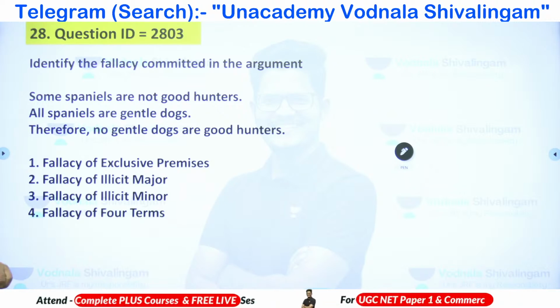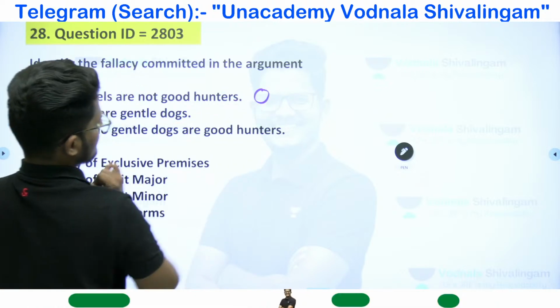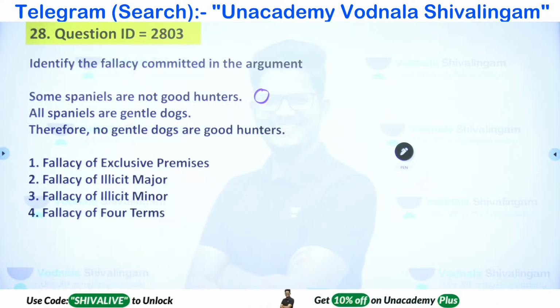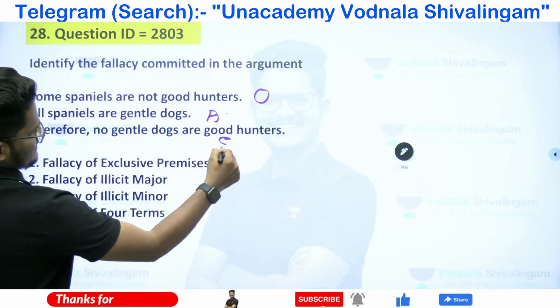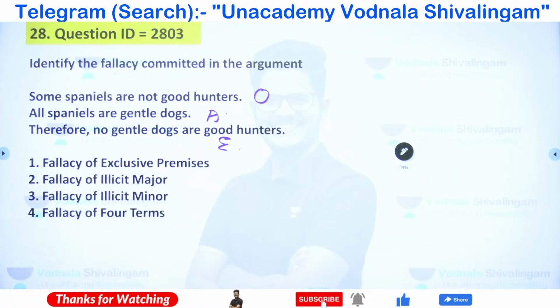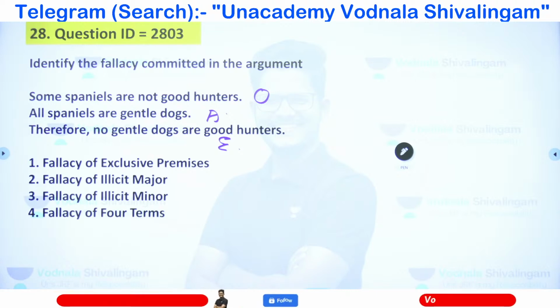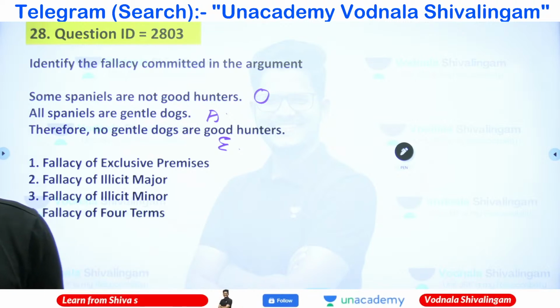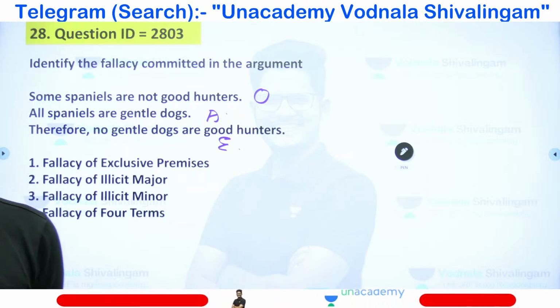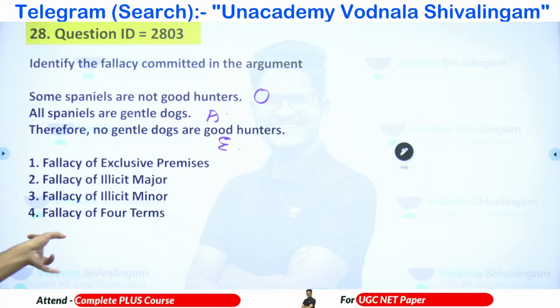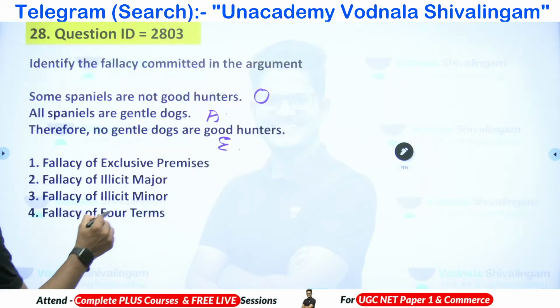Some not, which is an O statement, is given. And all spaniels, an A statement. The conclusion which is given is an E statement. Fallacy of exclusive premises, fallacy of illicit major and illicit minor, and fallacy of four terms. What will it be? So option C is the correct answer, illicit minor.